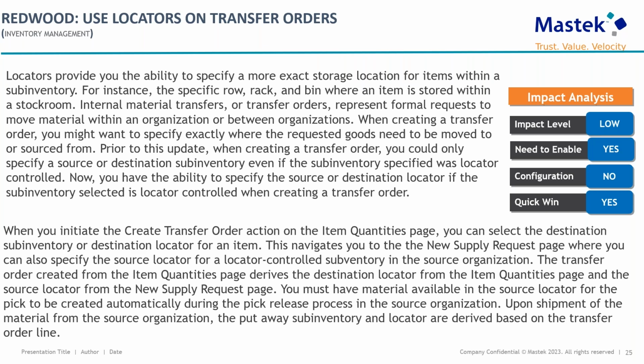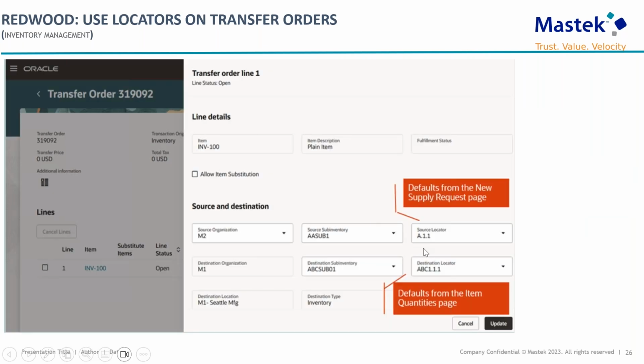However, with this new update, we will be able to select the locator as well, for the source and the destination as well. Provided that both the source and destination sub-inventory are locator control sub-inventories, we will be able to select this. It's quite a friendly user interface, where you will be able to select the sub-inventory and locator as well. This is a new improvement to track down the transfer order down to the details.